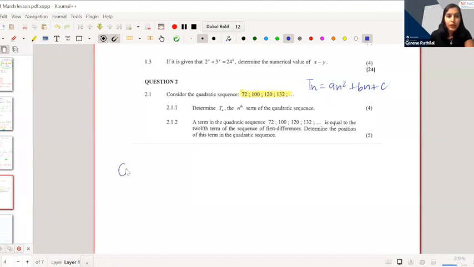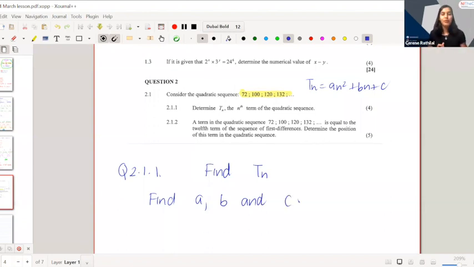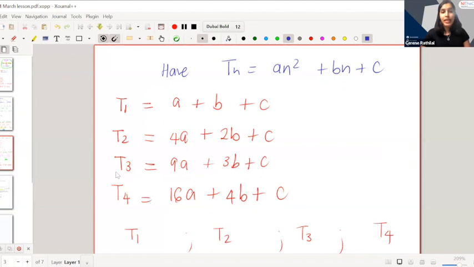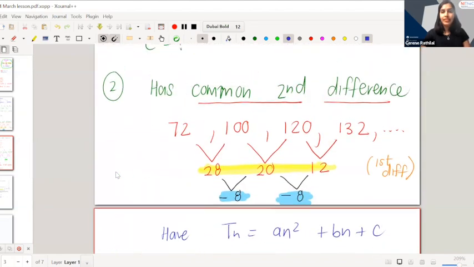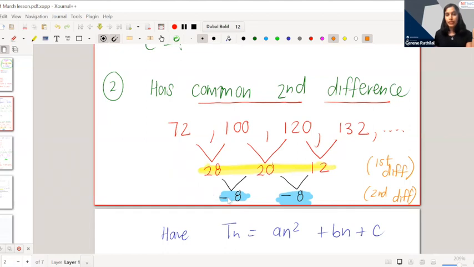So we're looking at question 2.1.1. We need to find Tn, which means we need to find a, b, and c. That's essentially what this question boils down to. Technically we have already encountered this sequence because I deliberately provided it to us right here. So we have already done some of the key work. We have already computed the first difference, and we also already put in the effort to compute the second difference. So we know that the second difference is -8.